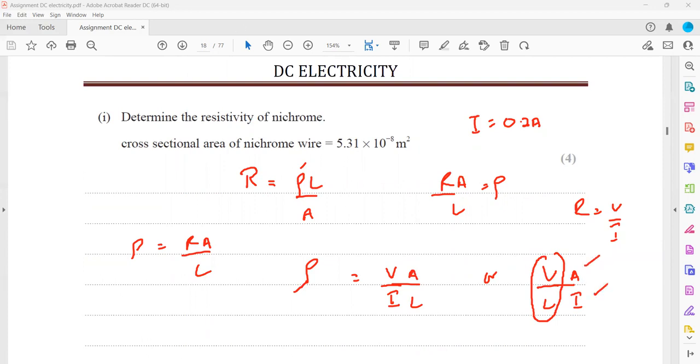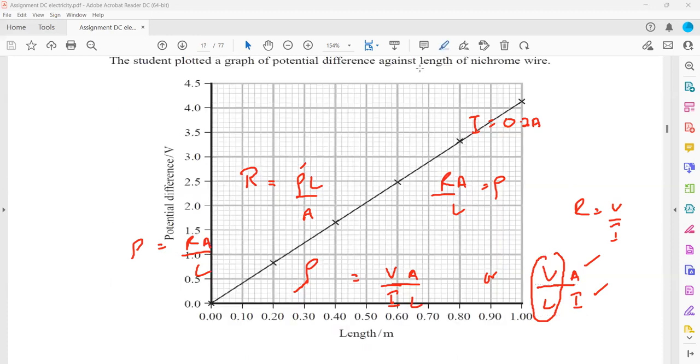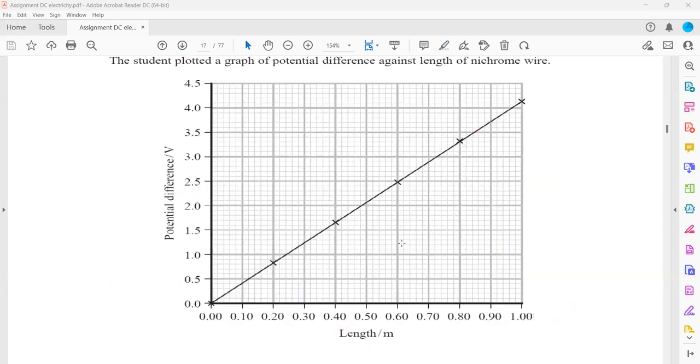So the student plotted a graph between voltage and length. If I find the slope here, remember the gradient of the graph is the quantity on the y-axis divided by the quantity on the x-axis. On the y-axis I have potential, on the x-axis I have length. So when I divide them, I will get the ratio. If I find the gradient of this straight line using the formula y2 minus y1 over x2 minus x1, the gradient itself, because gradient is a slope and slope is a ratio between the quantity on the y-axis divided by the quantity on the x-axis, is V over L.